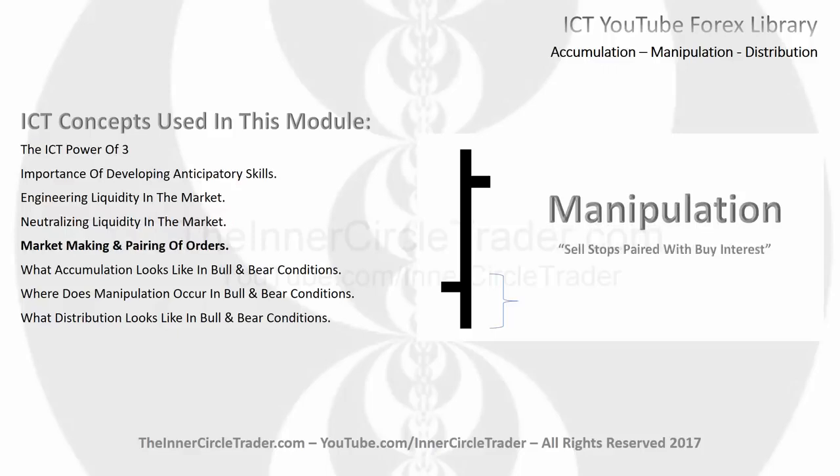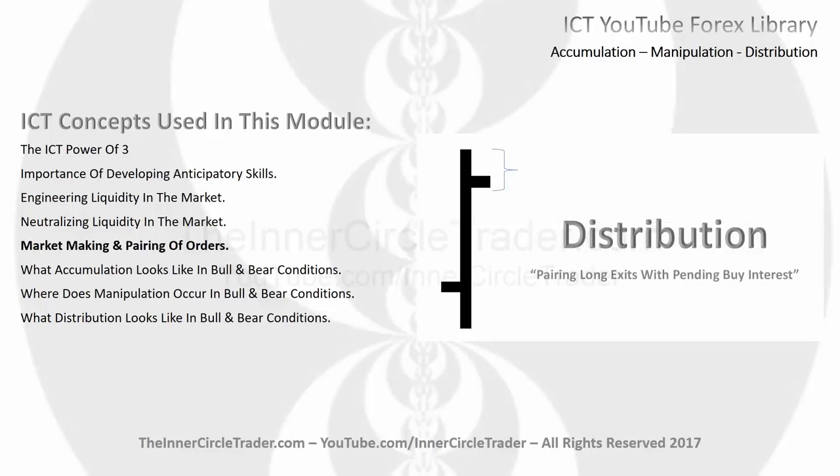So finally, as we interpret this, the manipulation is we're looking at how the market makers pair orders. By pairing these sell stops with smart money buying interest, we can see the manipulation cycle as it really is: a run below the opening to accumulate long positions before the big up move.